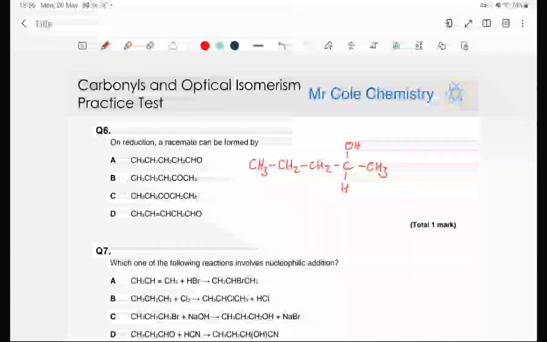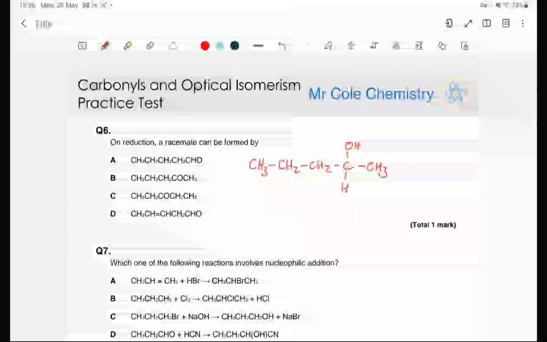We've got 4 different unique groups on carbon 2. And of course it will be a racemic mixture, because the hydride ion can attack from above and below the plane, and it will do so equally likely.